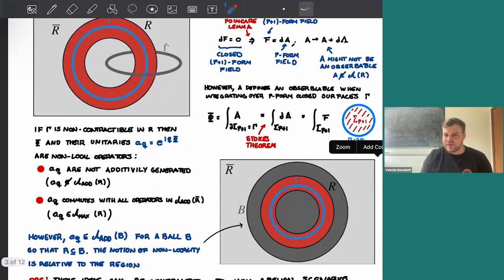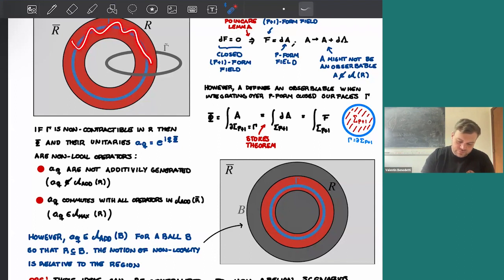I don't know if it is clear what these non-local operators are, but essentially these are not the only ones. We can also take all the unitaries that we can define from this phi, namely all the exponentials of this phi field. And all of them are not additively generated inside the region R and commute with all operators in the additive algebra of the complementary region. So they can be assigned to the maximal algebra of the region R.